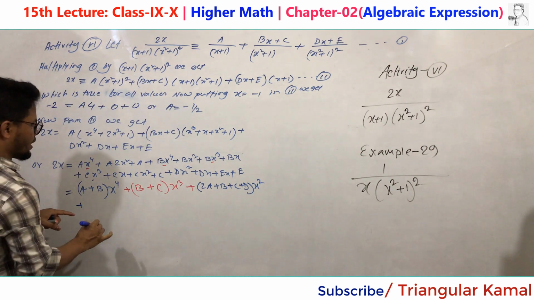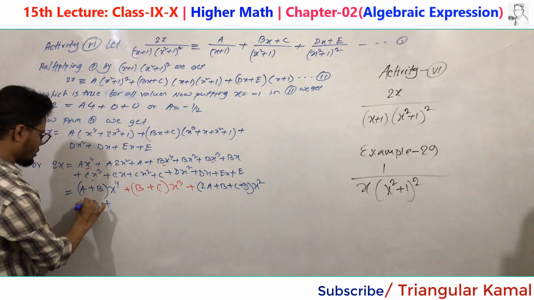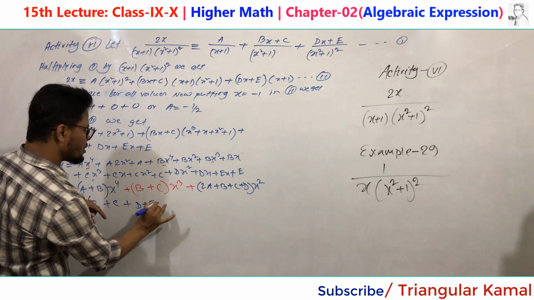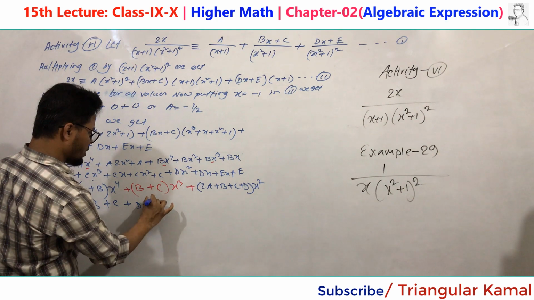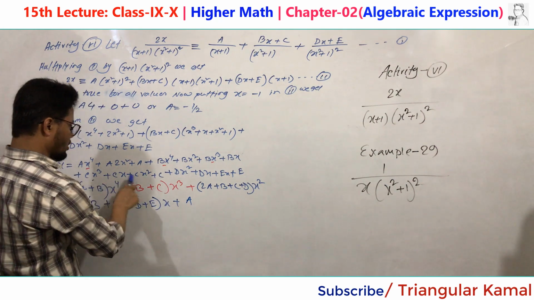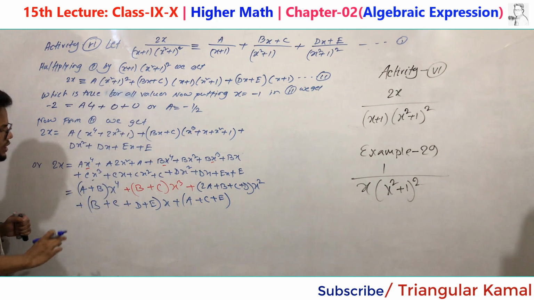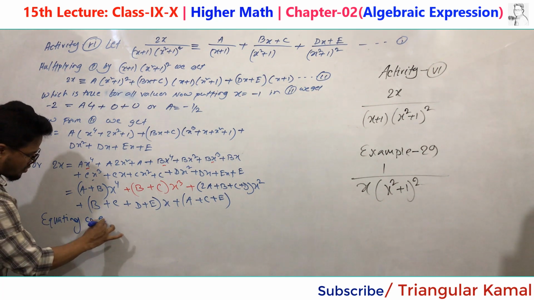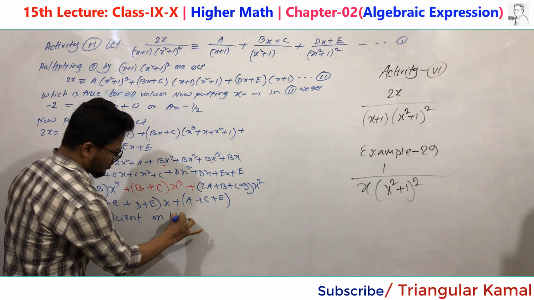And now the coefficient of x, there is only b here, b plus c plus d plus e. So b again, b plus c plus d plus e is the coefficient of x, and the constant part: here remaining a, here remaining c, and here finally remaining e. Okay, now equating coefficients on both sides.